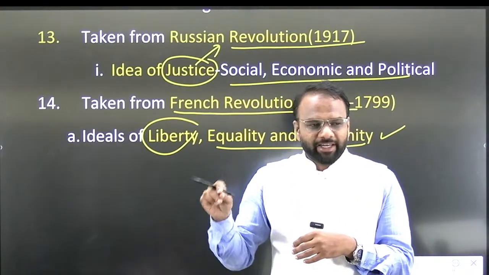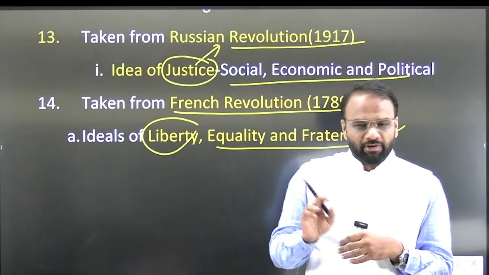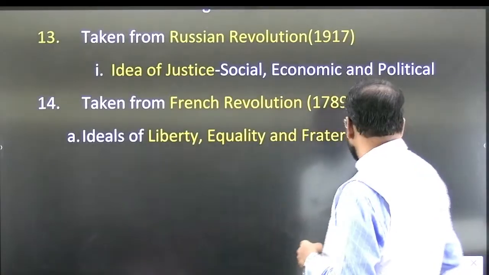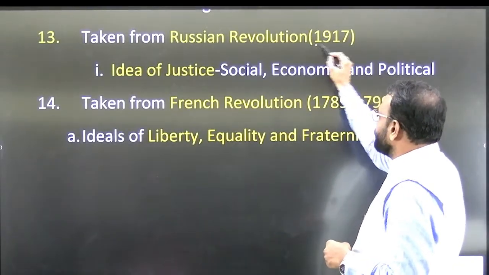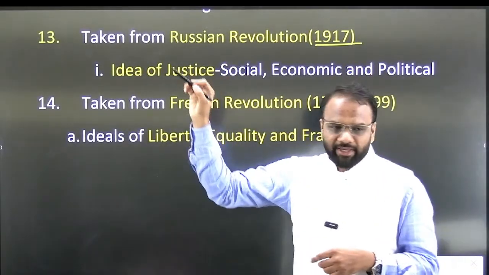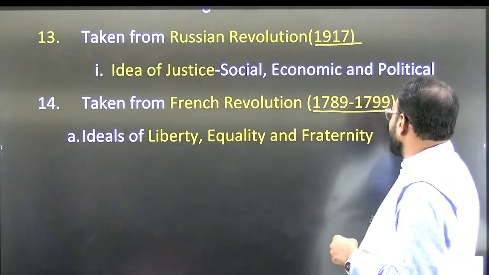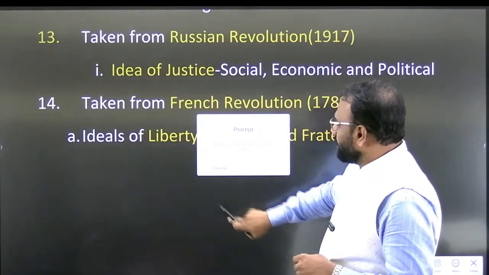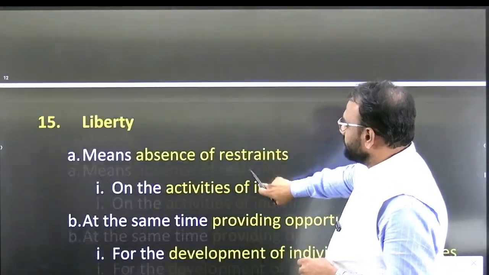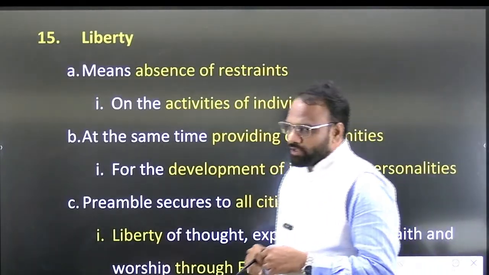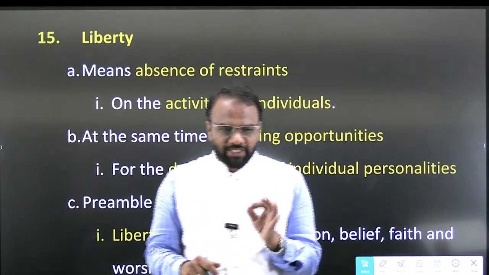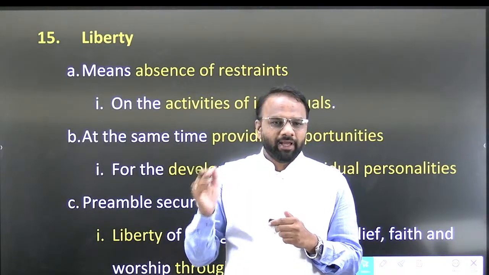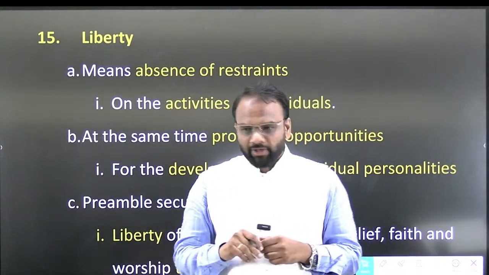Socialistic, secular and integrity we have added through which amendment? 42nd amendment. These exact years are not required, but anyhow, remember the information. The Russian Revolution took place in 1917 and the French Revolution from 1789 to 1799. So we completed sovereign, socialist, secular, democratic, republic. Next, justice, social, economic and political. So next we'll start with what?